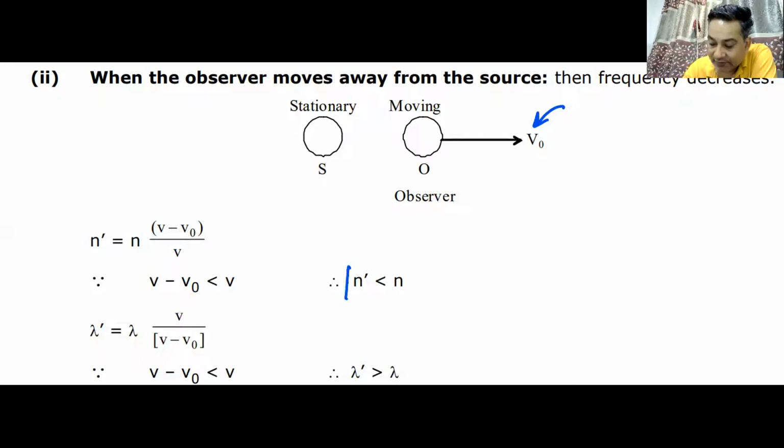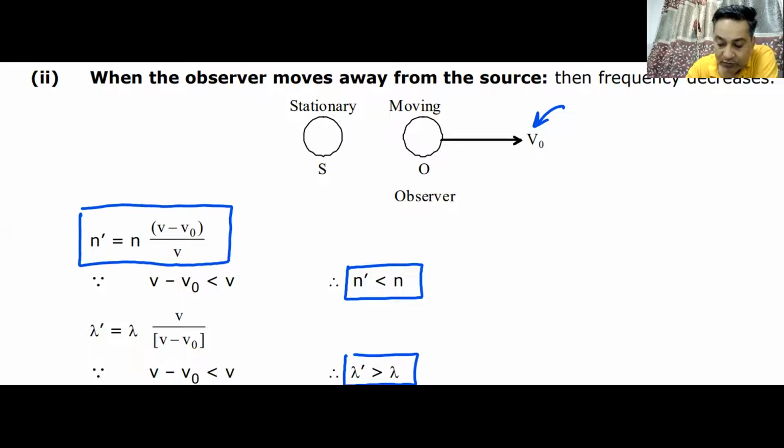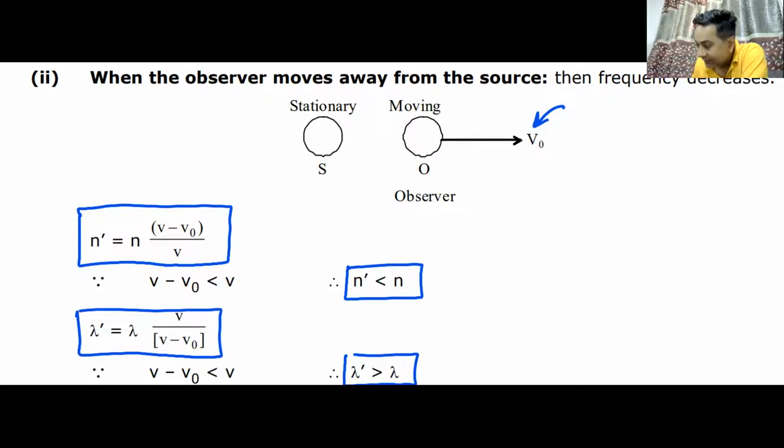In this case, as you can see, the observed frequency will be less than the original frequency, but the wavelength will be more. The formula remains the same, but in place of V plus V naught, it now becomes V minus V naught, similar to the formula for wavelength. In this case, it becomes V minus V naught and not V plus V naught. Do we understand this? So the frequency is going to decrease and the wavelength will be increasing.